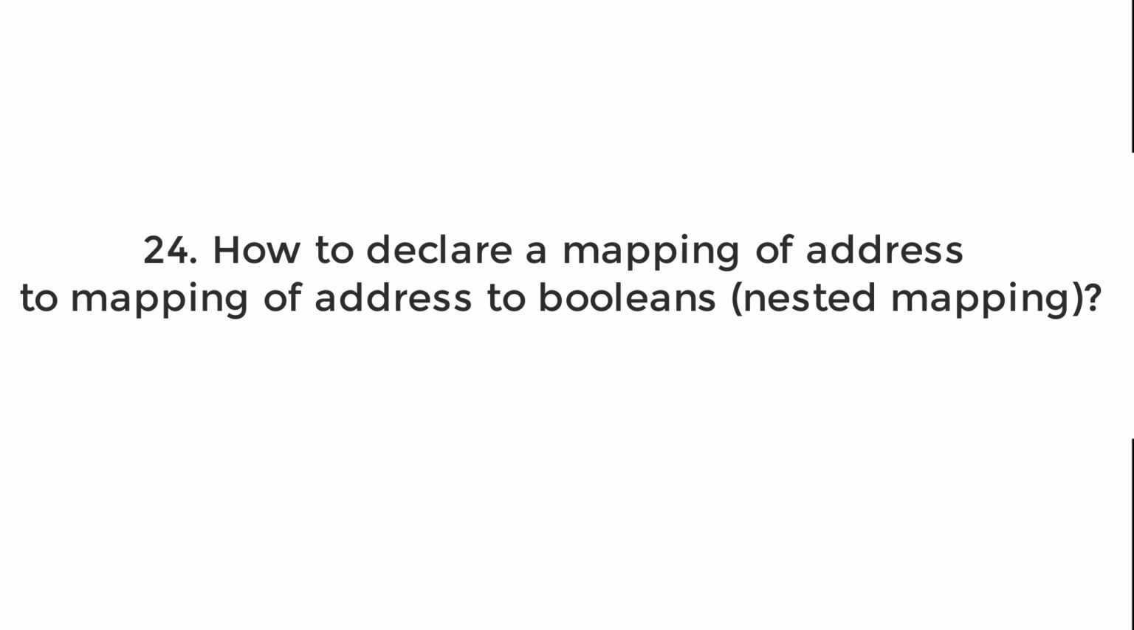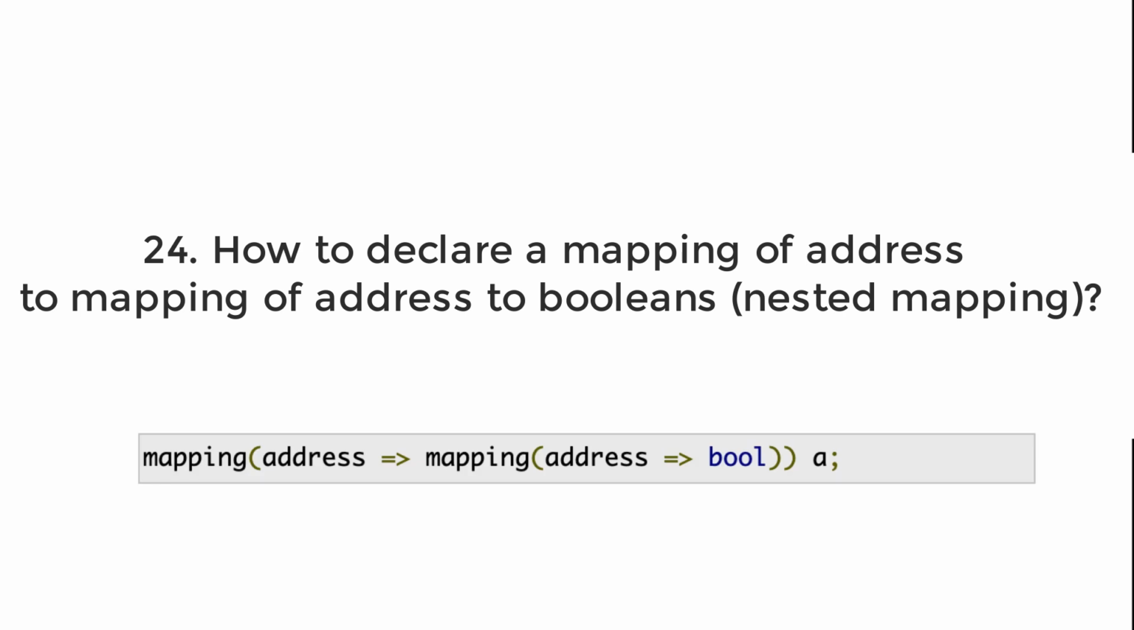How to declare a mapping of address to a mapping of address to boolean, so in other words, a nested mapping. The way you do this is by using the mapping keyword inside a mapping. So the first key is address, then you have a second address key, and finally you have the boolean value.